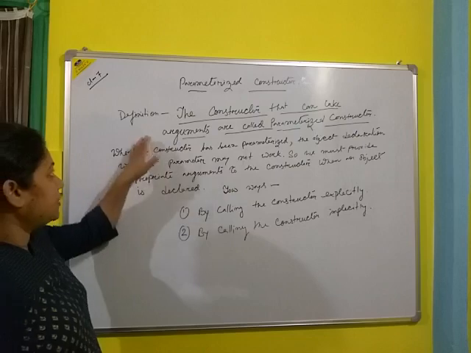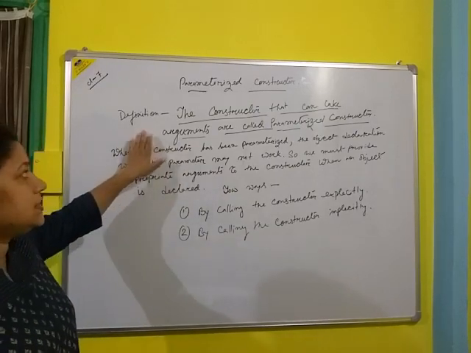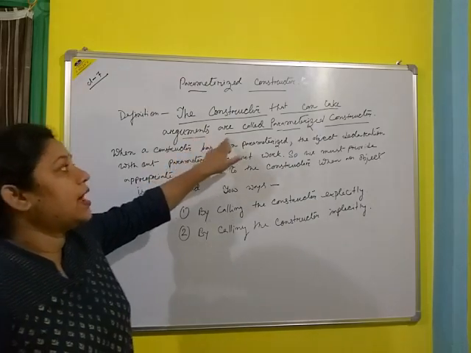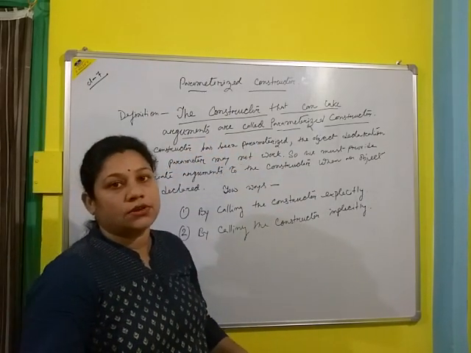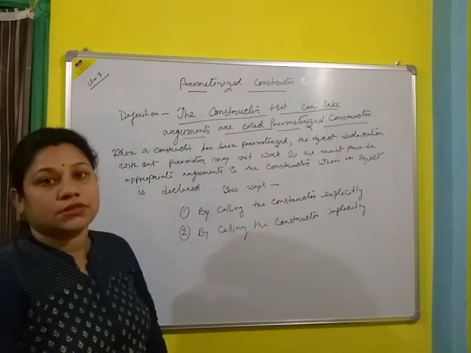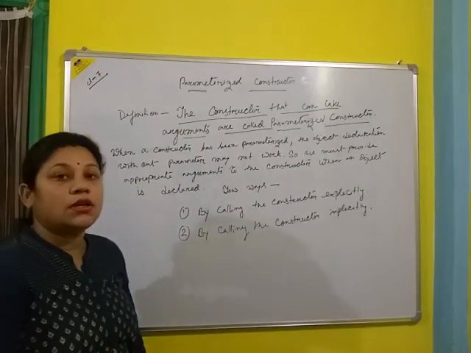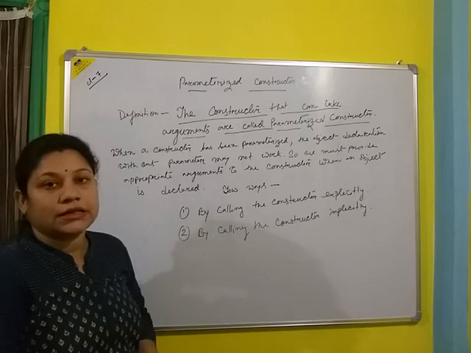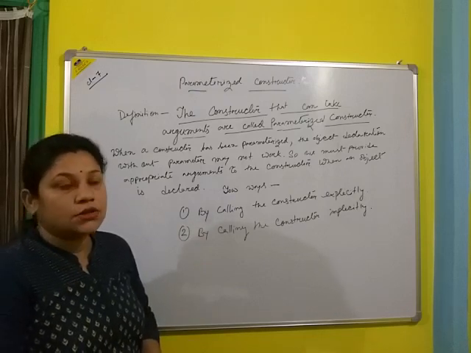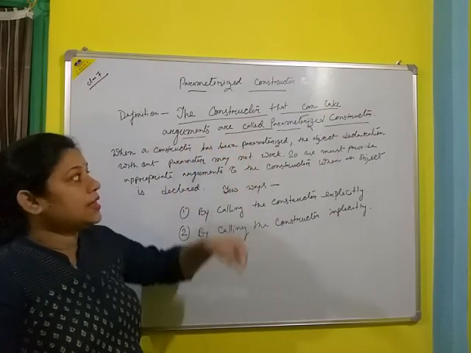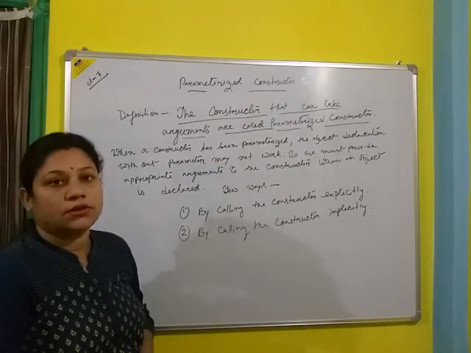The definition of a parameterized constructor is: the constructor that can take arguments is called a parameterized constructor. As the name suggests, it means we are going to pass some parameter values to the constructor function. So the constructor that can take arguments is called a parameterized constructor.